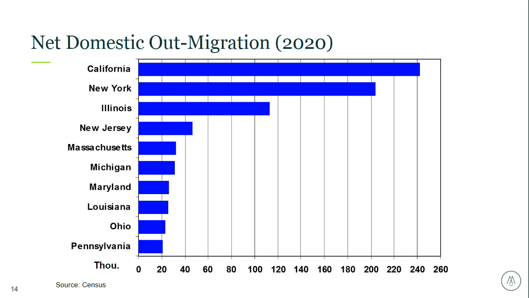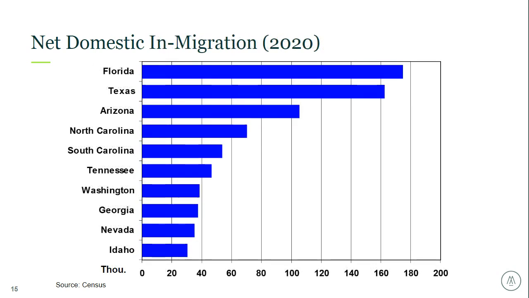Where are people going? The next slide, the in-migration slide, shows you where people are going. They're going to Florida from the East Coast. They're going to Texas, Arizona, the Carolinas, Tennessee, and Washington, which have no state income tax. So we're seeing people move for housing cost reasons, for tax reasons, for quality of life reasons. And this happened before COVID.